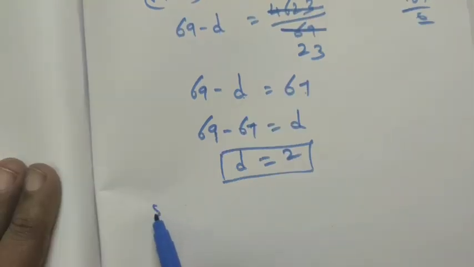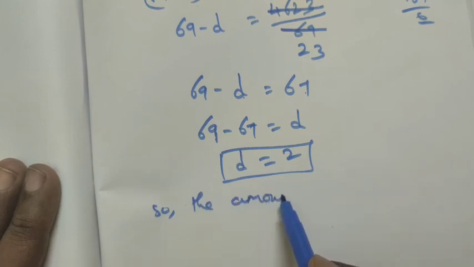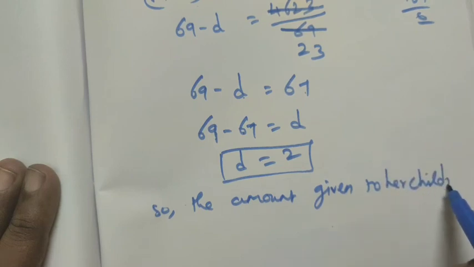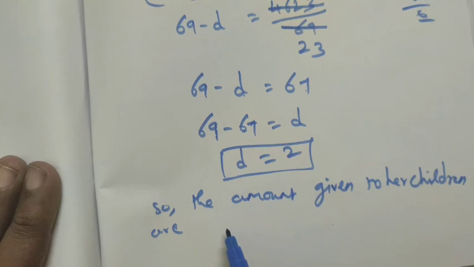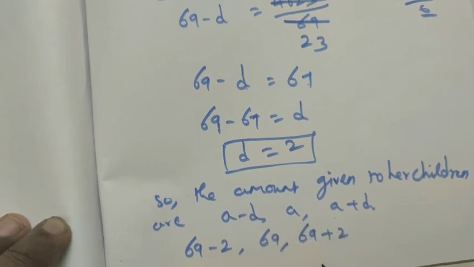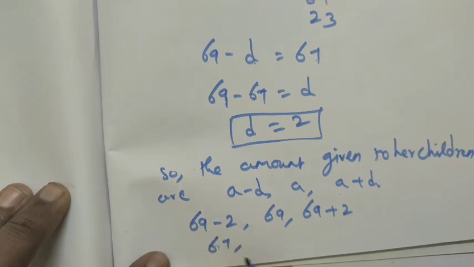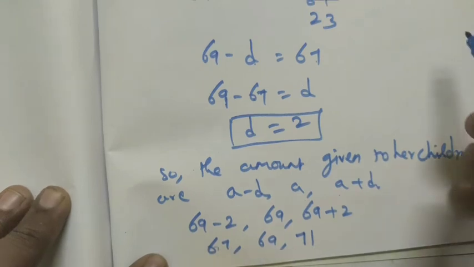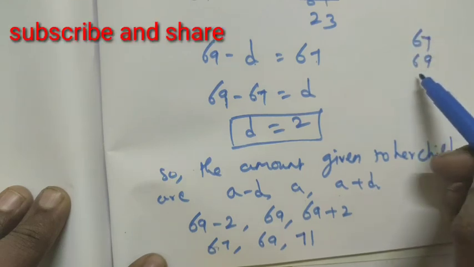So the amounts given to her children are, what are the amounts? A minus D, A, A plus D, the three consecutive terms. Now in the place of A, which is 69, we have already found out, 69 minus 2, comma 69, and then 69 plus 2. Now simplifying this, 67, 69 and then 71. Add these three terms, what do you get? 207, yes or no? 67, 69 and then 71.